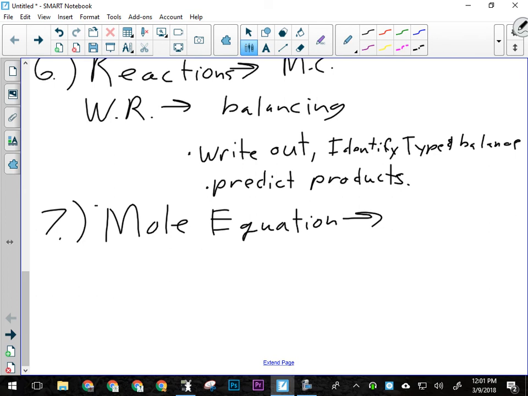Then there are 4 reaction questions, and they are all involving predicting the products, identifying the type, balancing. They are 4 marks each. Then we have our picture of the atom question, which we talked about already. And 4 mole problems. So 1 of each.